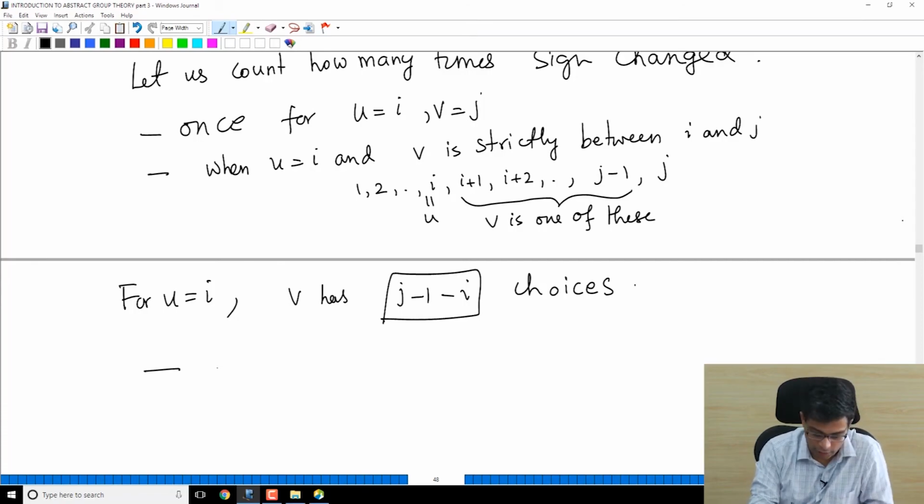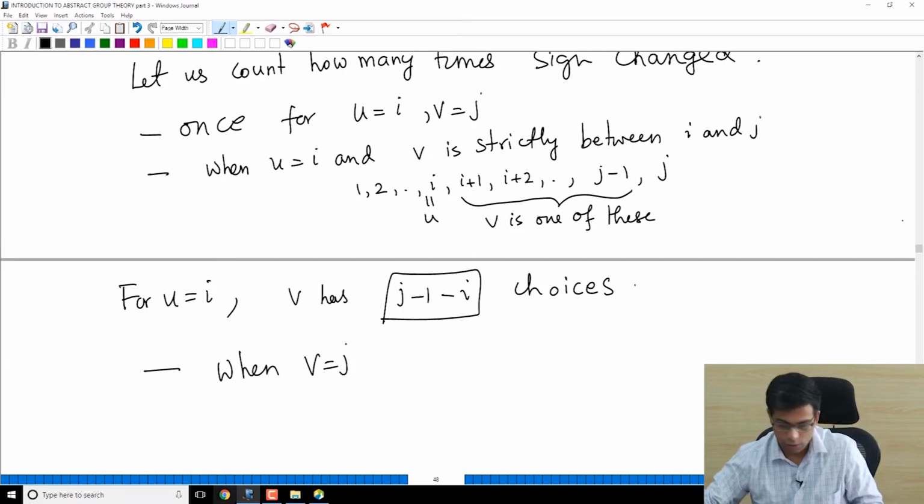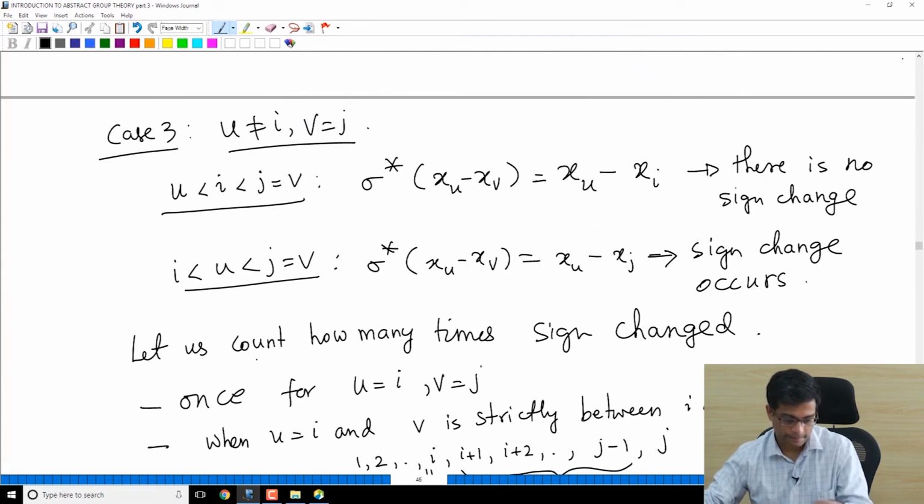Now on the other hand, when v is j, also we have sign changes. When v is j, the sign change is when u is between i and j.